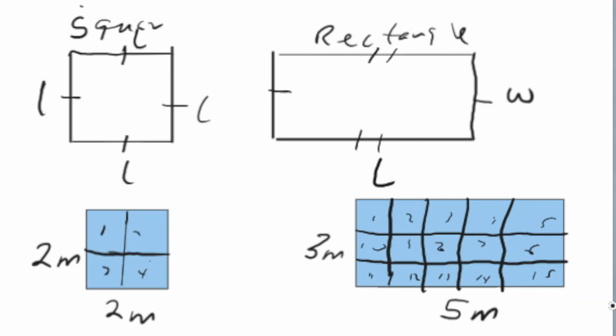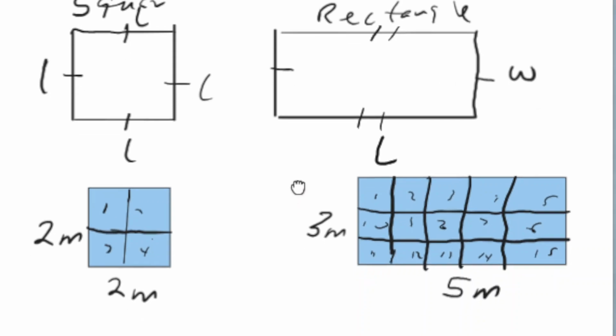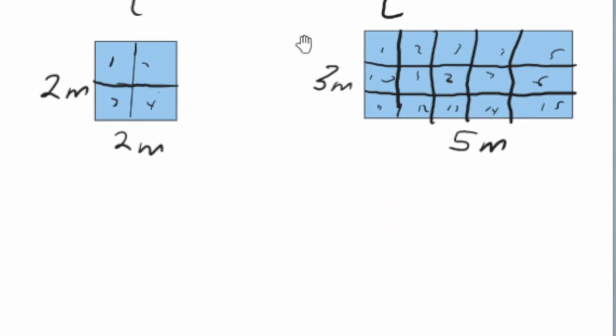So the area this one will occupy is 15 meters square, because I divided it into 1 meter, 1 meter, 1 meter for 5 meters and then 3 meters. So I got 15 meters square, and I did the same thing. So this tells me that with this I can get a formula for the square and then the rectangle.